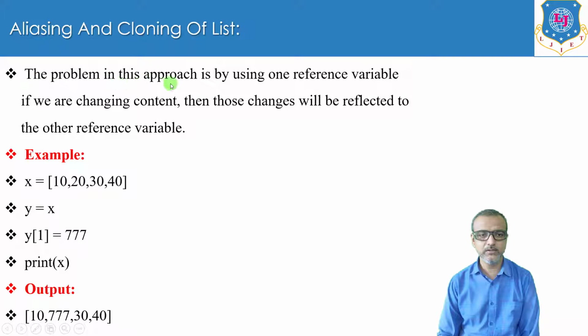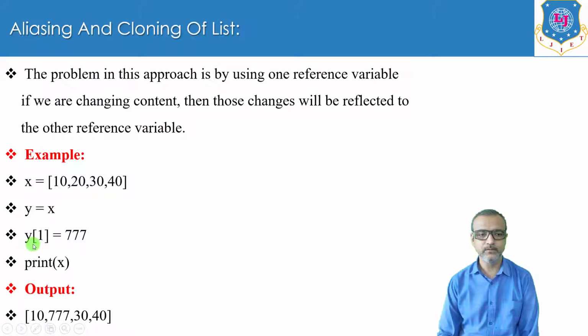The problem in this approach is that by using one reference variable, if we are changing content, then those changes will be reflected to the other reference variable. I will make you understand this concept with the help of an example. So we have one example over here. In the list X, we have these four elements, that is 10, 20, 30, 40. Now we are assigning variable X to variable Y.